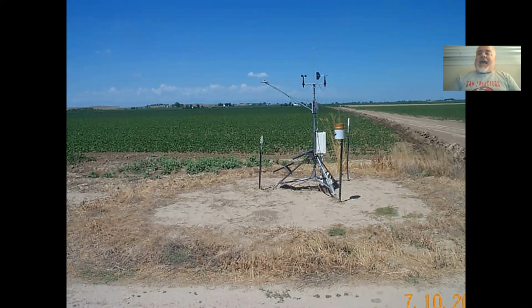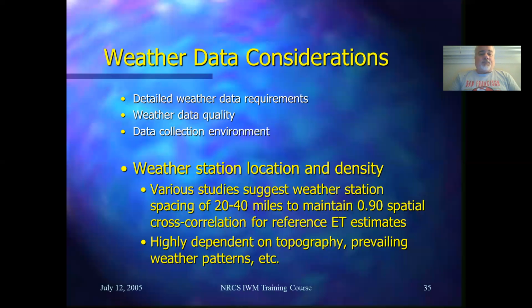And there's the AZMET, A-Z-M-E-T, the Arizona Meteorological Network, I think it's called. And it's stationed through the, I think, University of Arizona. You could just type in AZMET and I guarantee you could get to their site very easily, just like our own CIMIS here in California.